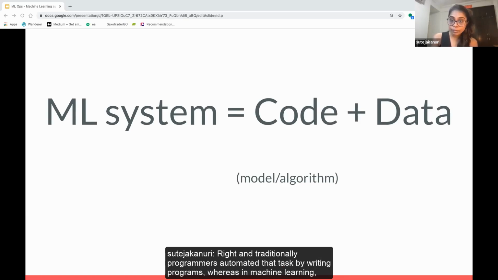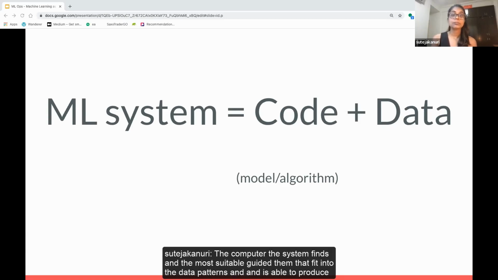And traditionally, programmers automated their task by writing programs, whereas in machine learning, the system finds the most suitable algorithm that fits the data patterns and is able to produce results in the form of prediction, classification, etc. So a machine learning system is ideally a combination of code and data both.